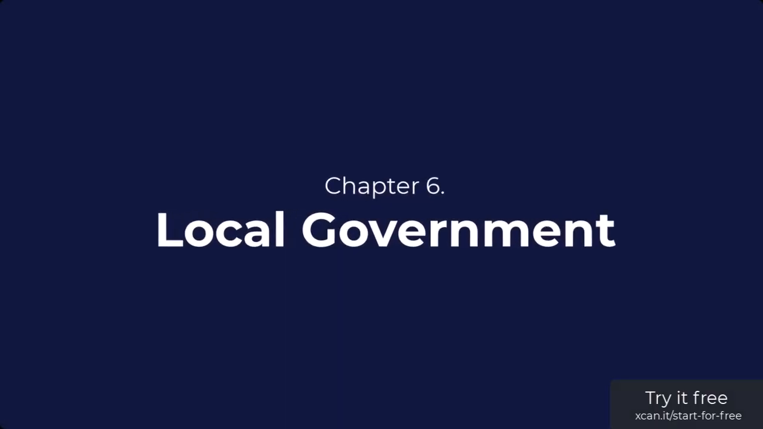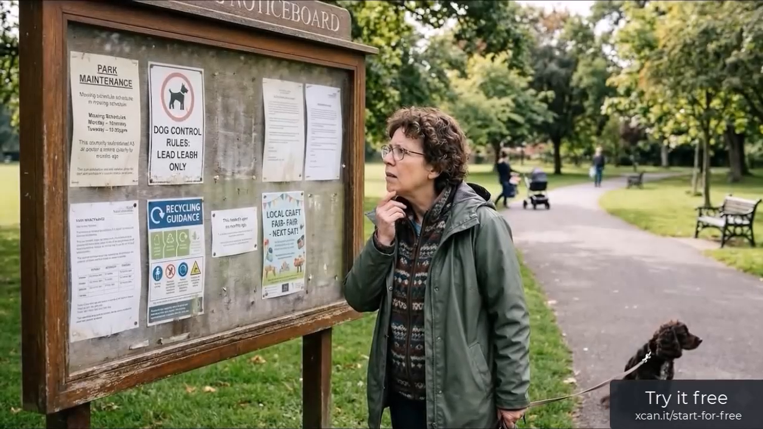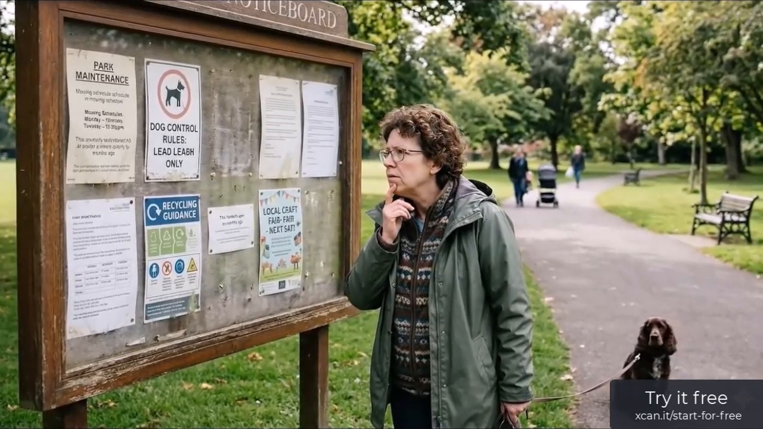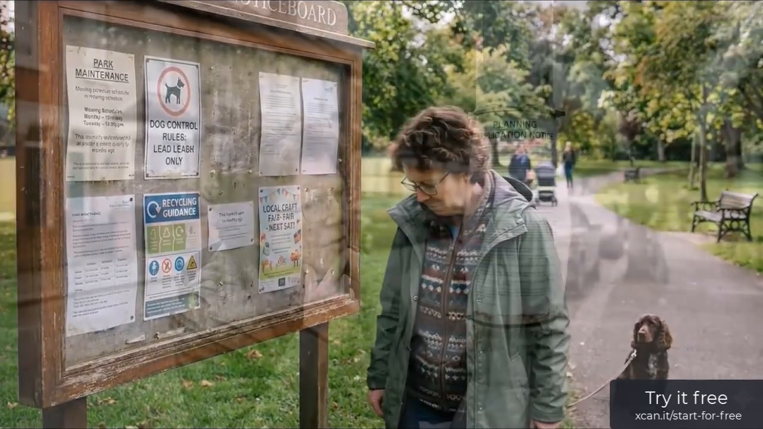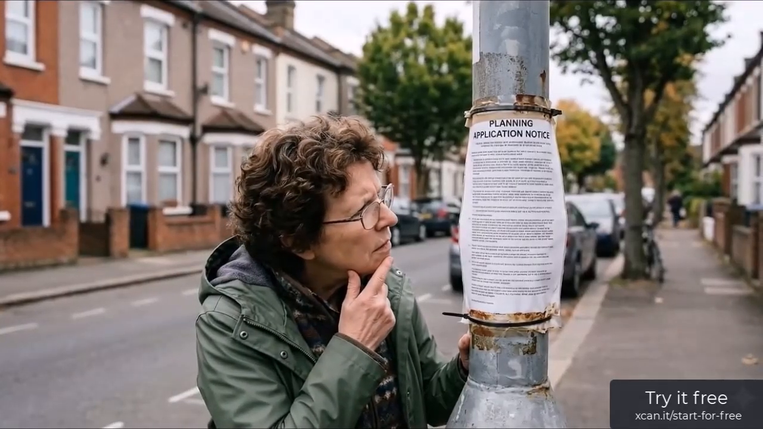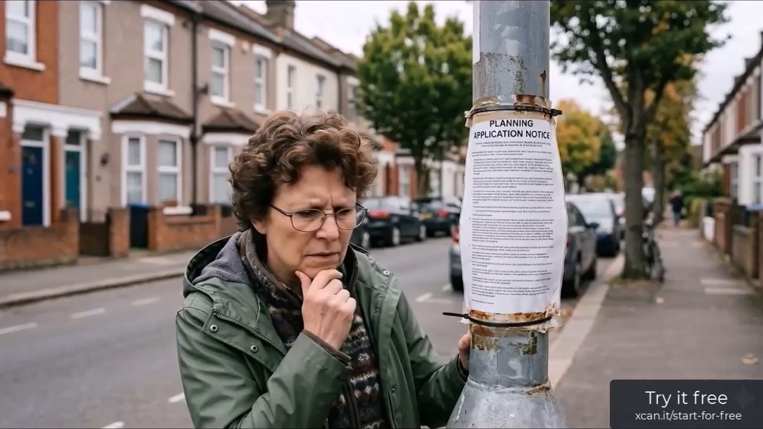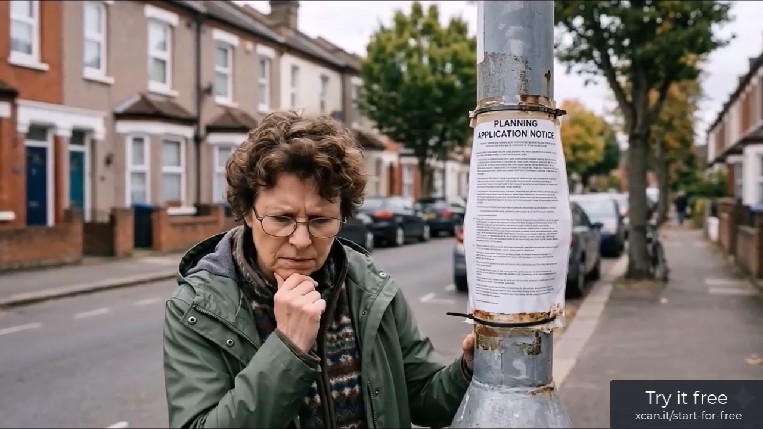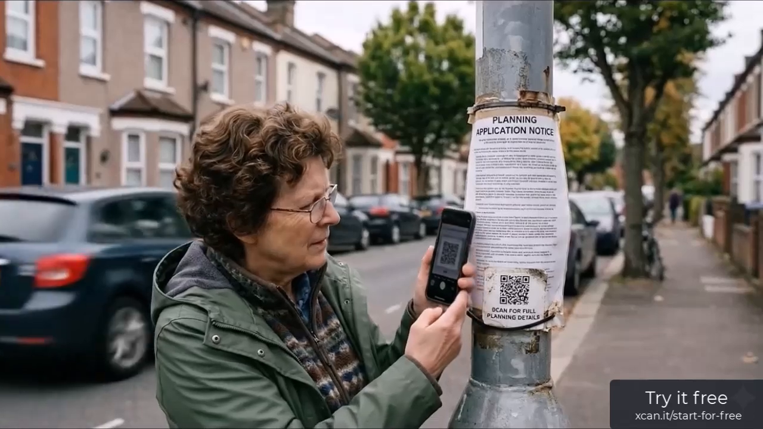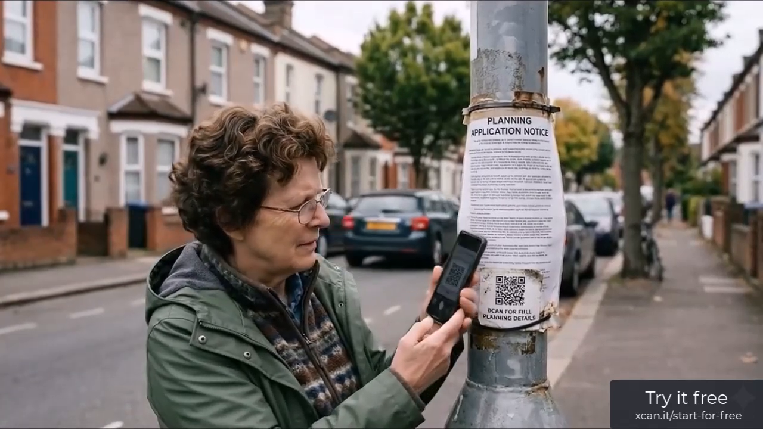Chapter 6. Local Government. Local parks share important information. Maintenance updates, community notices, public guidance. But printed notices change all the time. Planning notices must be publicly displayed, but the full details rarely fit on the poster. Residents still need somewhere to go to see the full application. Now residents simply scan and see the full planning application online.